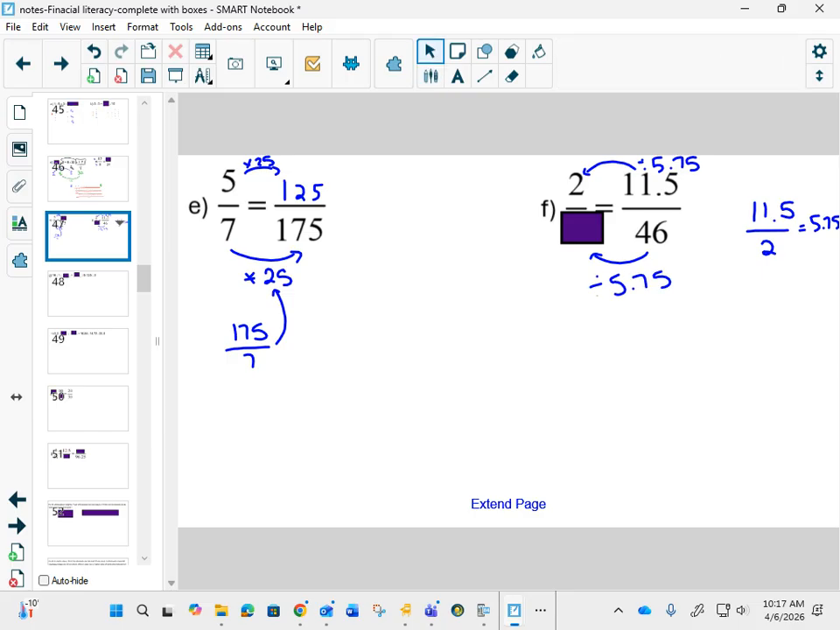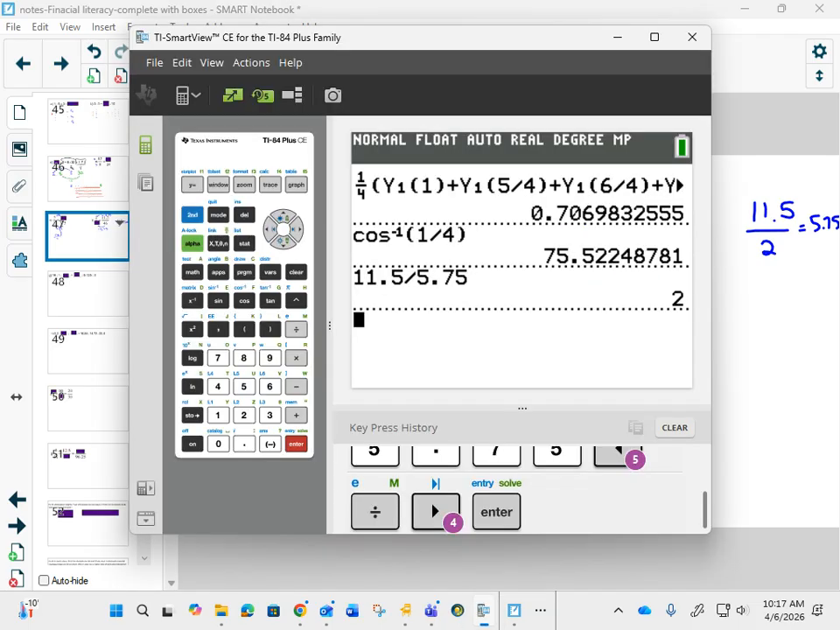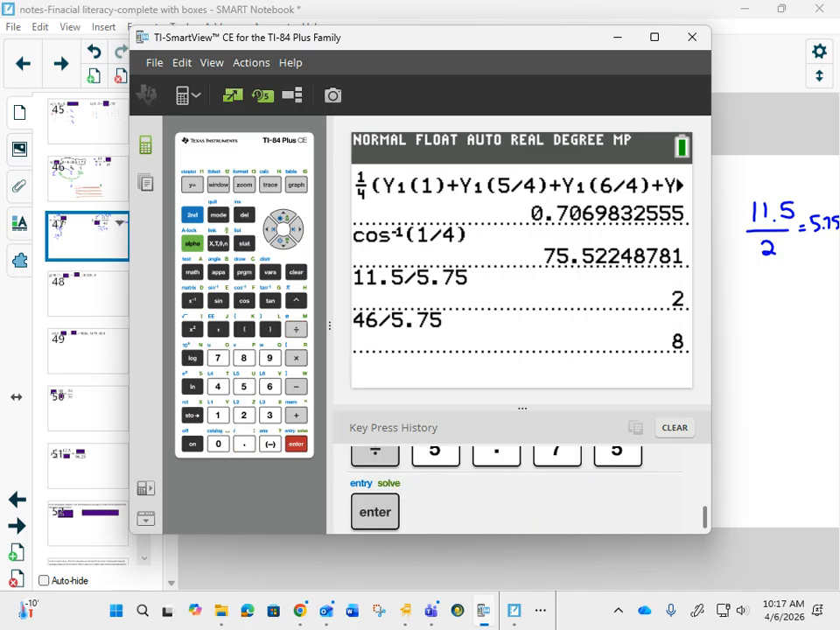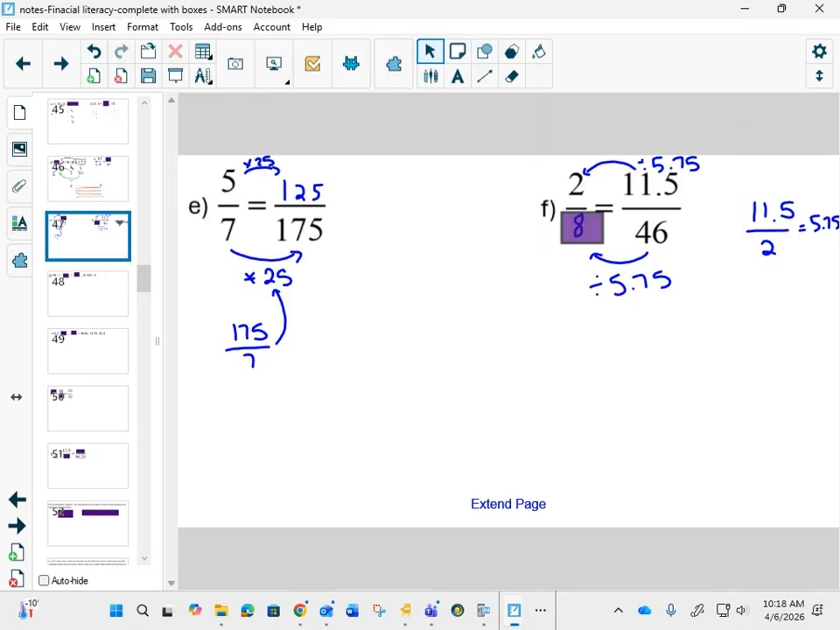So I go to my calculator again. 46 divided by 5.75. And it's telling me 8. So I'm going to go back and check that against what we did earlier. 8? Yep. That's a confidence right there.